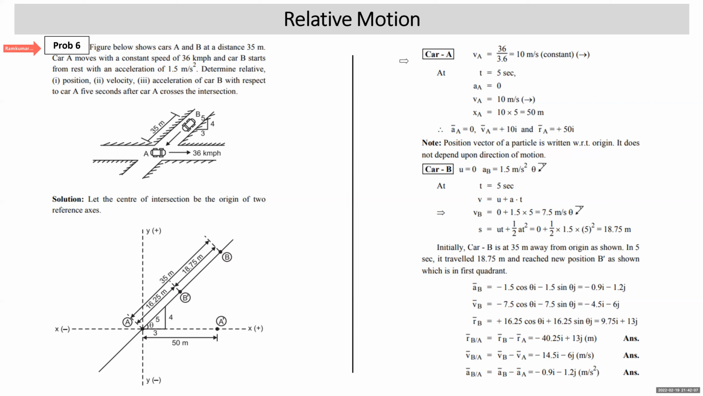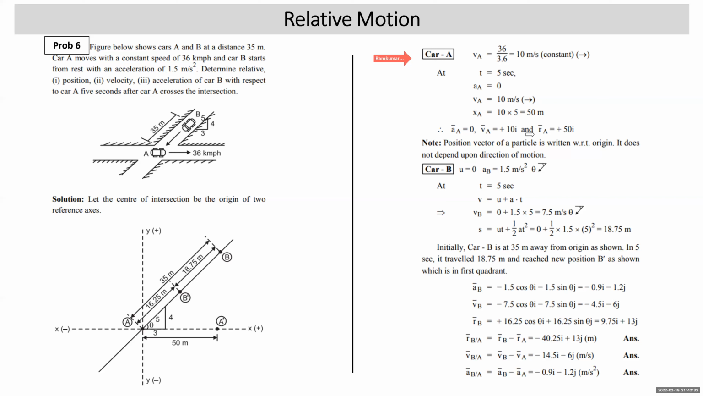Now we first analyze the motion of car A. Car A is moving towards the right at 36 kmph. So 36 upon 3.6 is 10 meter per second, and it's constant. At t equals 5 seconds, as the velocity of car A is constant, the acceleration of car A will be 0. Velocity of car A is 10 meter per second towards the right, and as motion is at constant velocity, the distance covered by car A is 10 into 5, 50 meter.